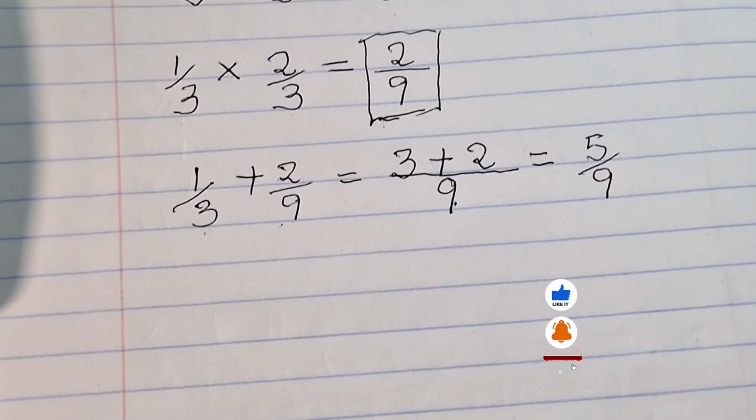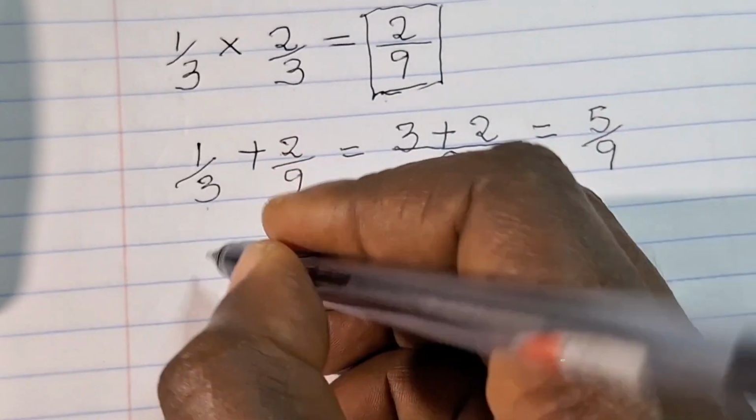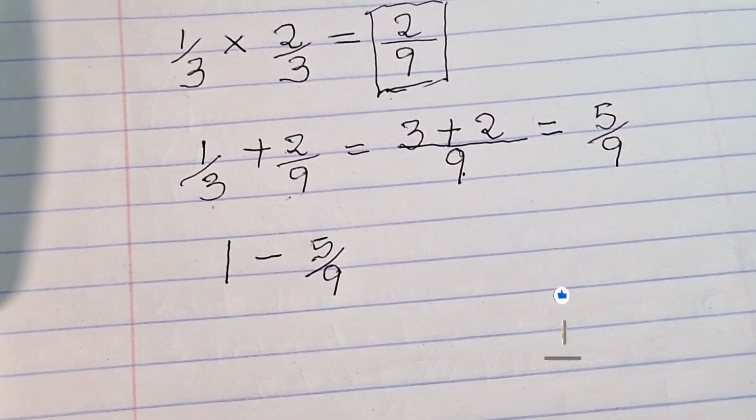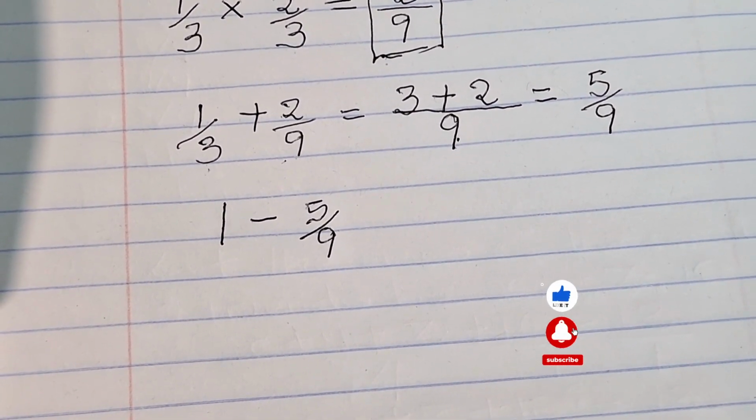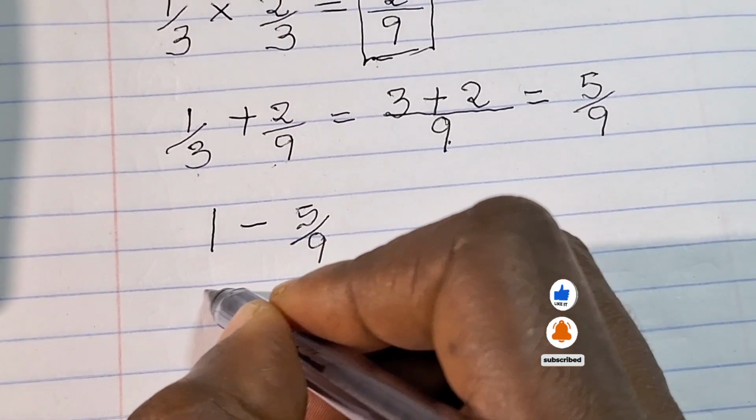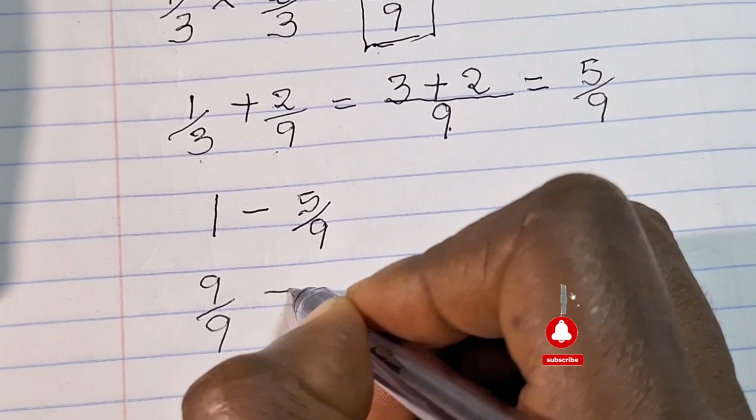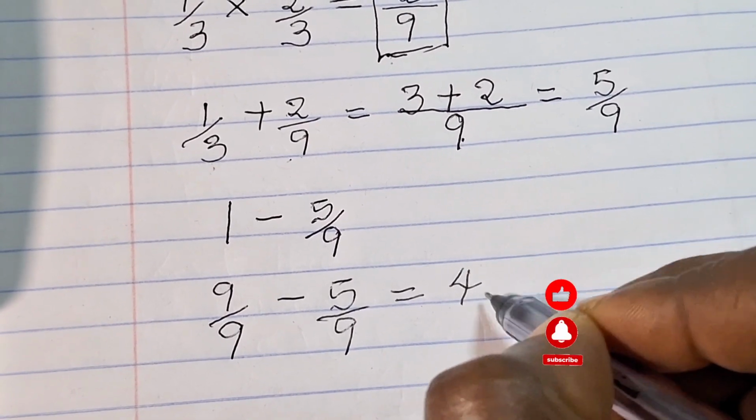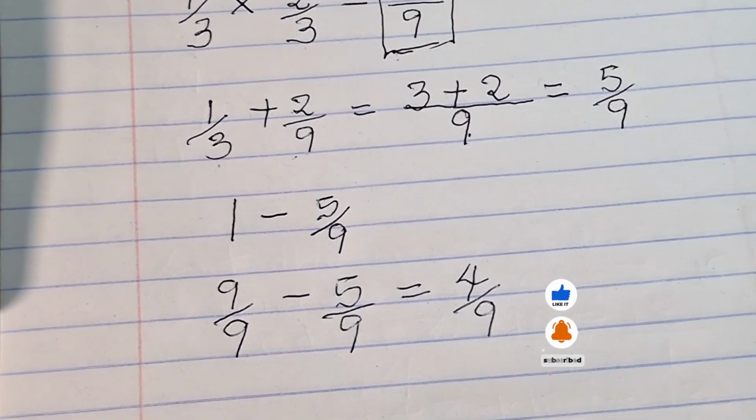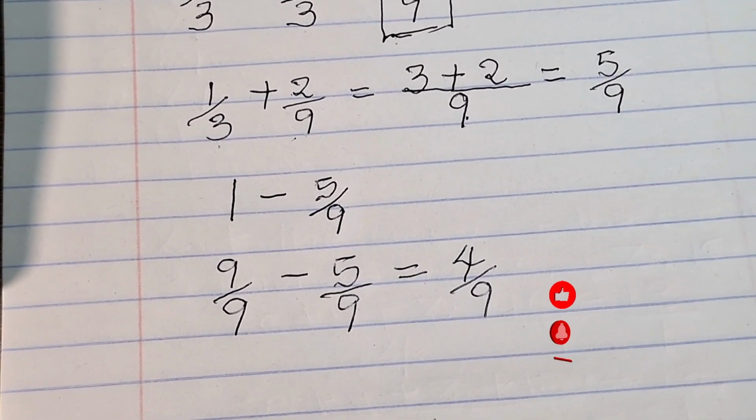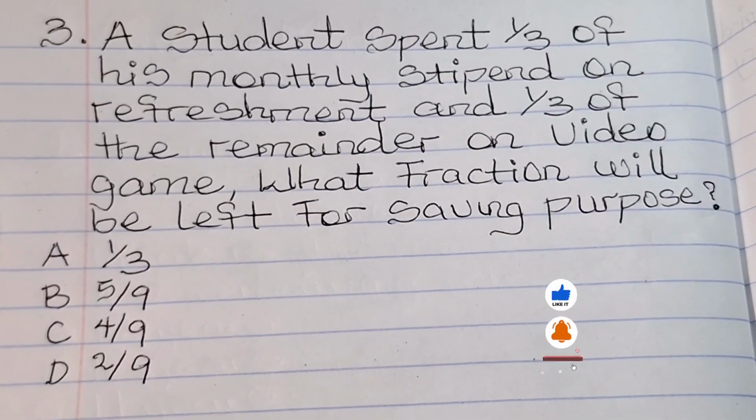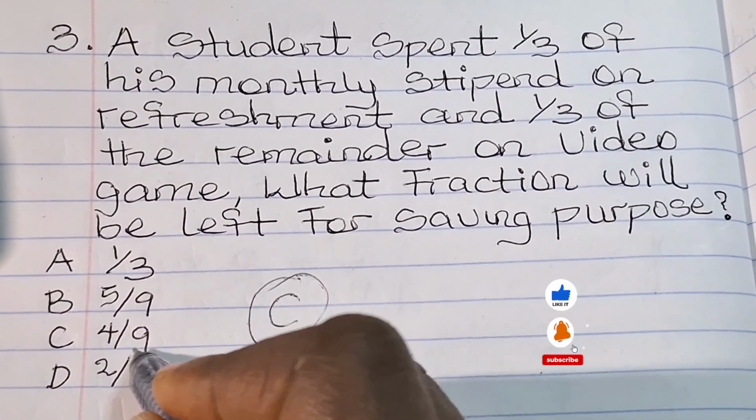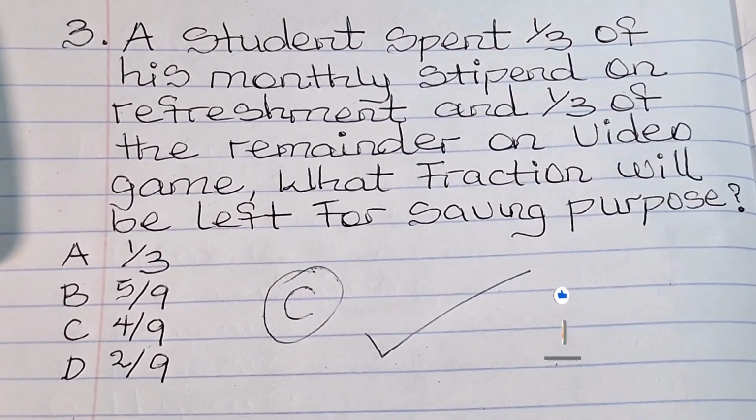Now remember that his stipend is a whole number. So I'm going to have 1 minus 5 over 9. Whatever I get is the fraction remaining for saving purpose. So I can do 9 over 9 for my 1 minus 5 over 9. And it's going to give me 4 over 9. Then I go back to the question and choose the correct option, 4 over 9. Back to the question, I'm going to choose C, because C is 4 over 9.